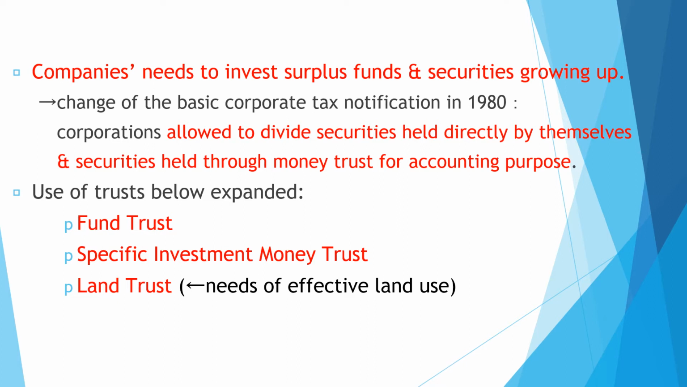In response to these needs, in 1980, the basic corporate tax notification was changed, and corporations were allowed to divide securities held directly by themselves and securities held through money trusts for accounting purposes. Since this change, the use of fund trusts and specific investment money trusts has been expanded. Further, at this time, the use of land trusts to utilize land or promote redevelopment of cities was also expanded in order to address demands of effective land use and real estate development. I'll explain these new types of trusts one by one.